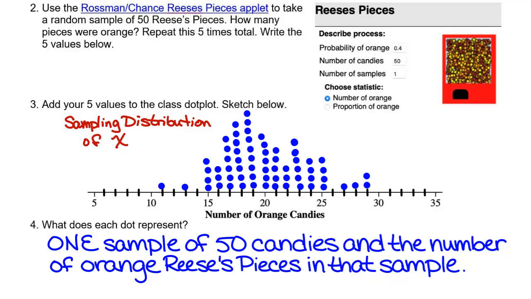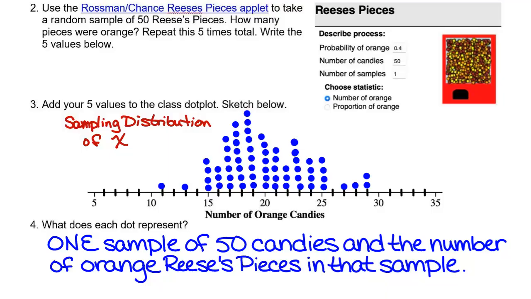How do you calculate the mean for a binomial random variable? N times P. So what would the mean be here? Not the mean for the sampling distribution, just the mean for the binomial random variable. What is N times P? Yes. 50 times 0.4 is 20. I'm going to leave this up for just a moment.